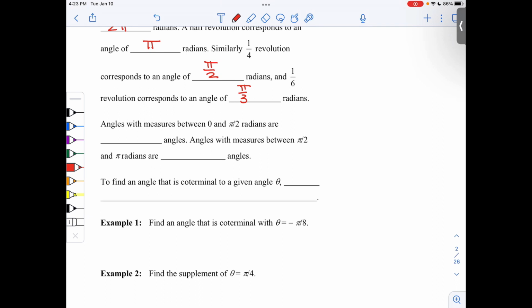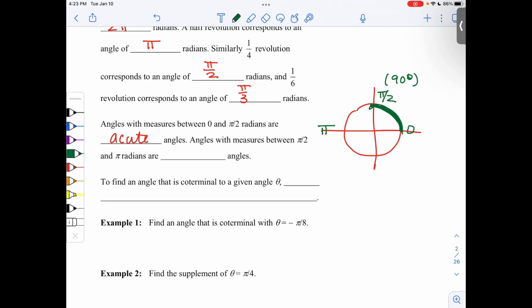Angles with measures between 0 and pi over 2, we call acute, because in our circle, if this right here is pi, that's 180 degrees, and this is pi over 2, where this is 0, I know any angle in here is going to be acute, because it's going to be less than 90 degrees. And any angle that's past that, between 90 and 180 degrees, we call obtuse.